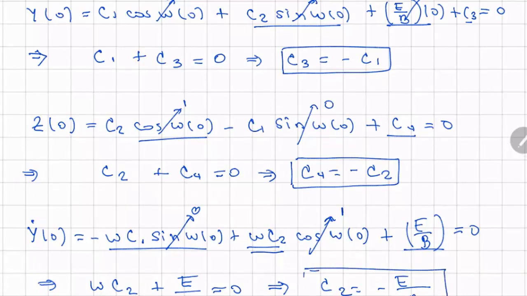Okay, guys? E dividing WB. And now we replace the initial conditions t equals 0 into the z dot equation. And we get the following equation.